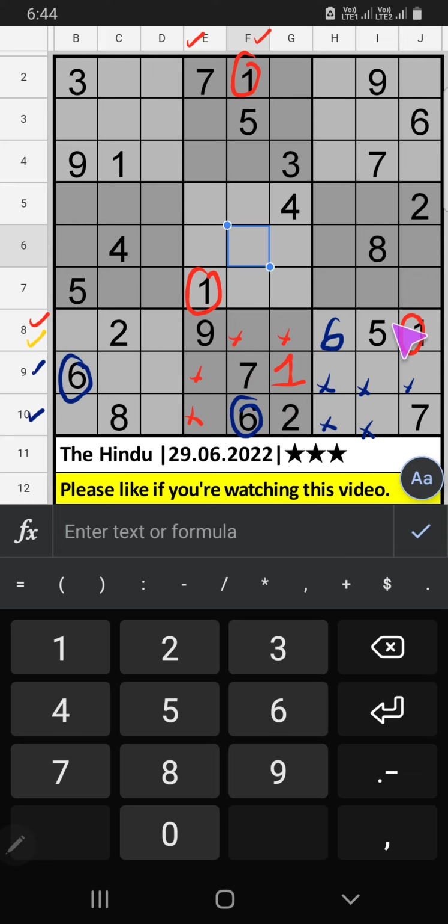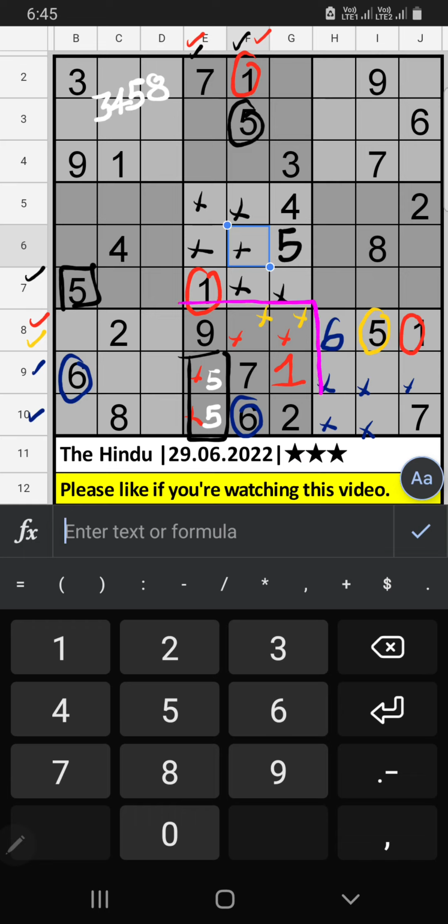8th row we have 5. So 5 can't come in these cells. 5 will come in one of the 2 cells. We will confirm later. Column E, column F, we have 5. 7th row also we have 5. So 5 can't come in these cells. Then 5 is confirmed here.